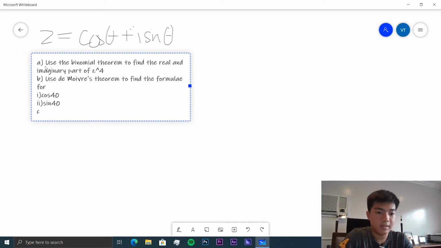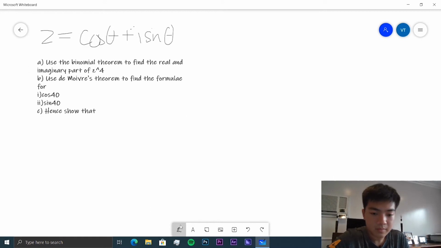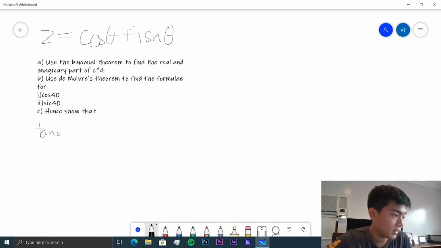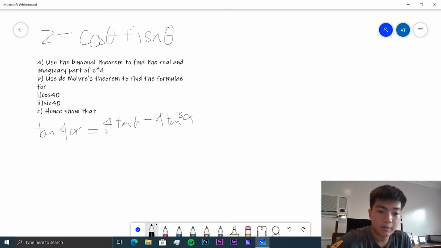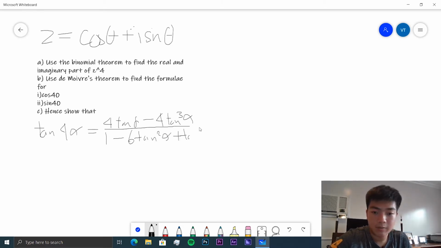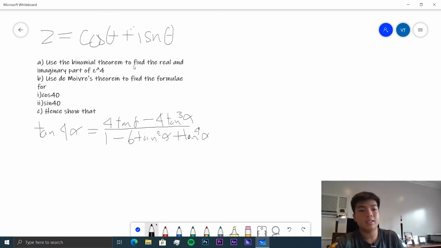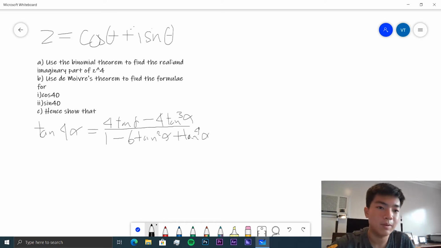And then hence show that tangent of 4 alpha is equal to 4 tan alpha minus 4 tan cubed alpha divided by 1 minus 6 tan squared alpha plus tangent to the 4 of alpha. Okay, so first find real and imaginary parts of z to the 4.